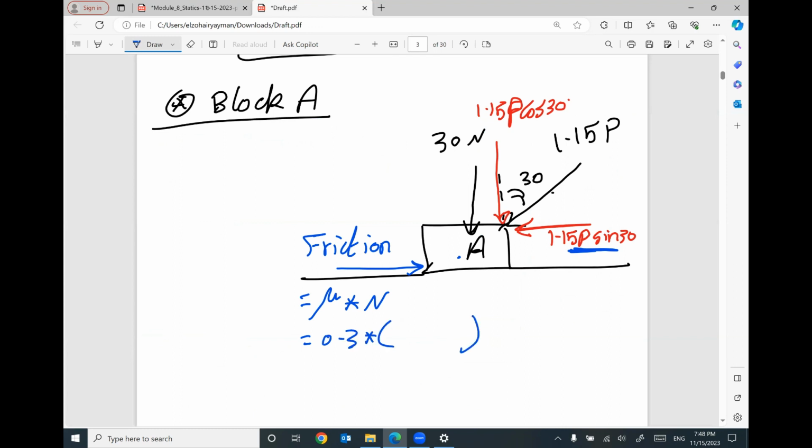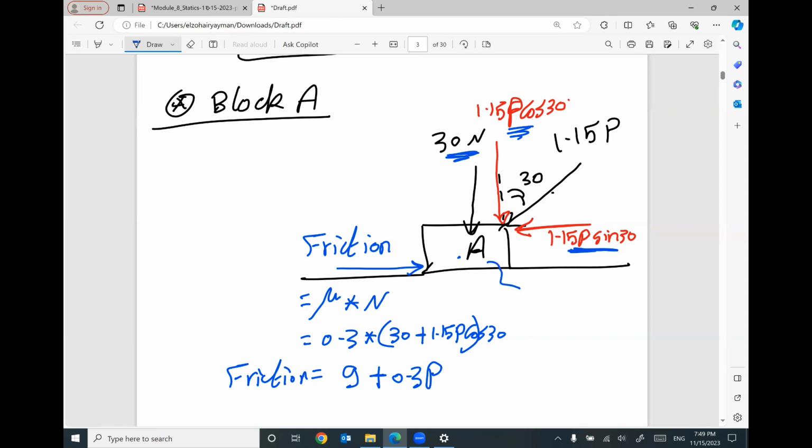Capital N in this case for this block will be this force and this component, both of them in the same direction. So 30 plus 1.15 P cosine 30. So the final value for the friction force will be 0.3 times 30, which is 9, plus 0.3 times 1.15 times cosine 30, equals 0.3 P. This is the friction force.